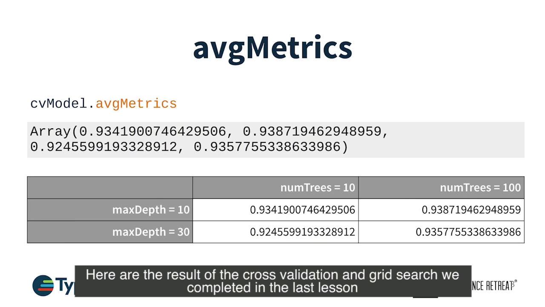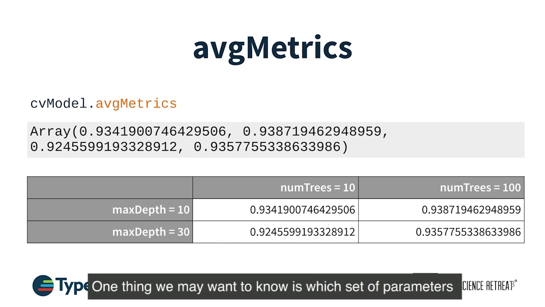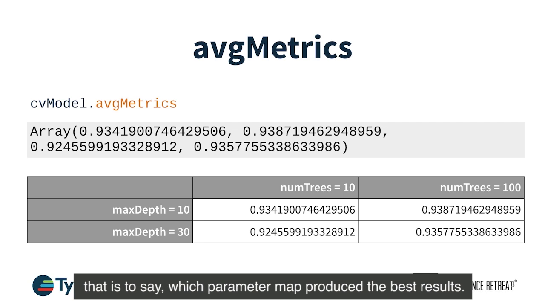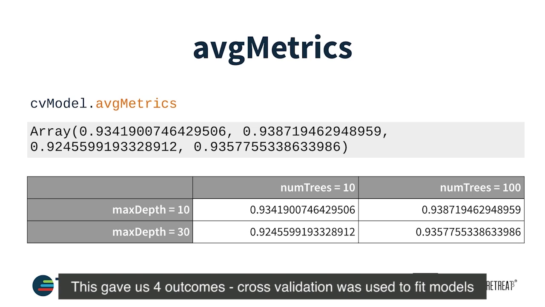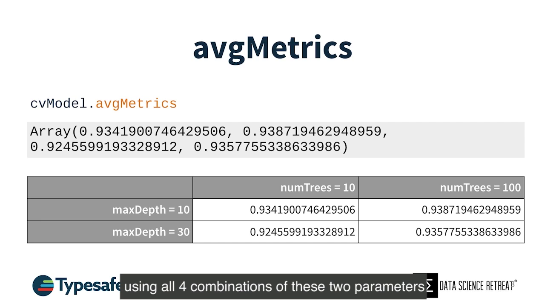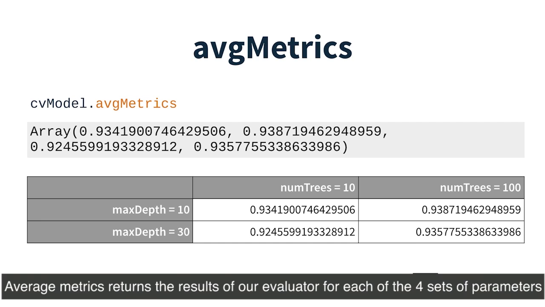Here are the results of the cross-validation and grid search we completed in the last lesson. One thing we may want to know is which set of parameters, that is to say, which parameter map, produced the best results. We decided to try two different values of max depth and two different values of num trees. This gave us 4 outcomes. Cross-validation was used to fit models using all 4 combinations of these two parameters. Average metrics returns the results of our evaluator for each of the 4 sets of parameters.